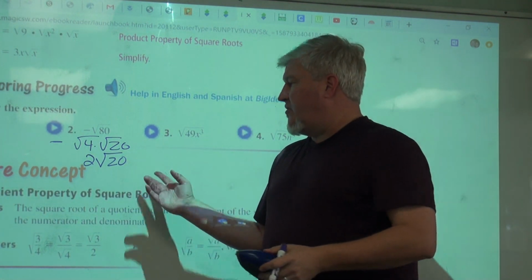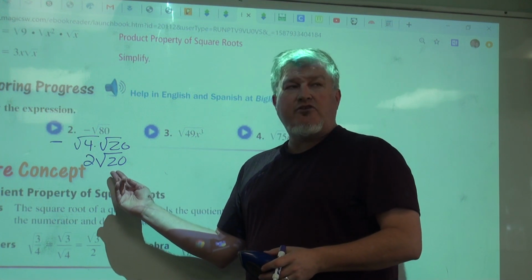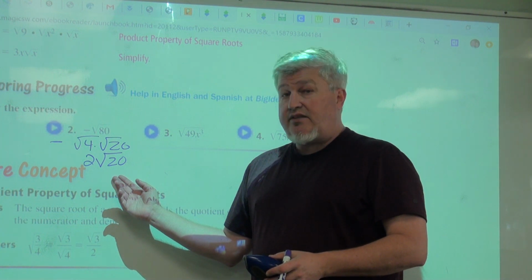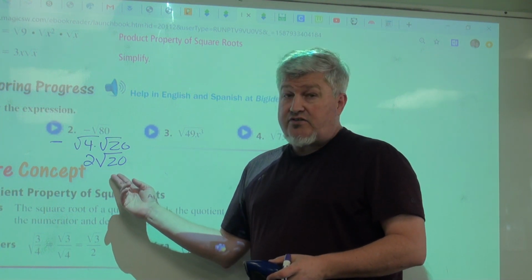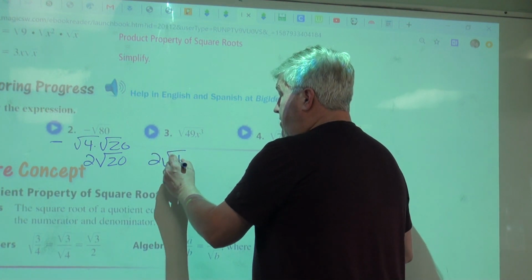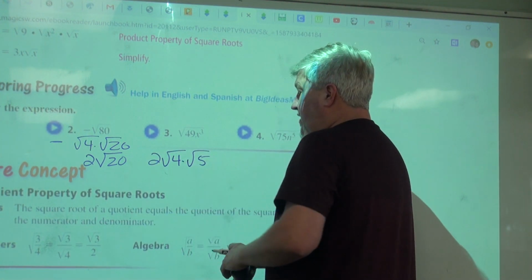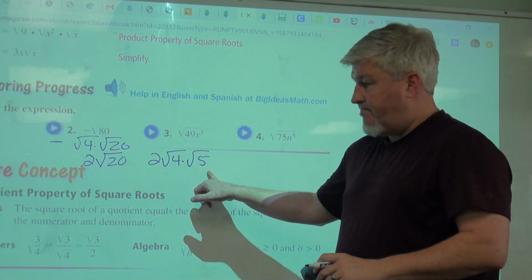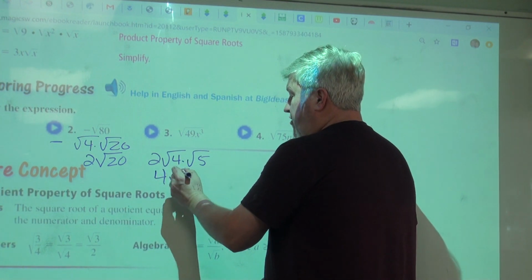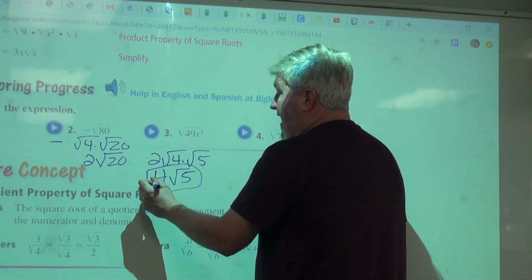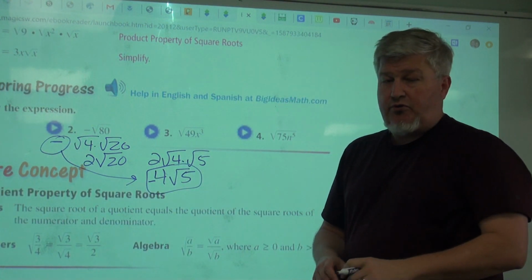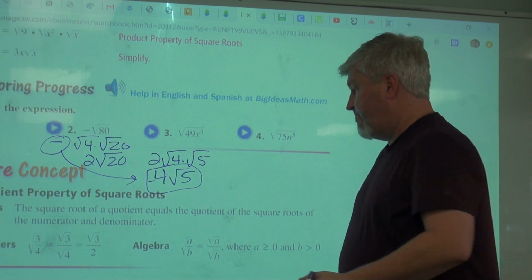So then what you need to ask yourself now is, are there any factors of 20 that are perfect squares? As you pause to think about it, 4 can still divide into that. So I can rewrite that again as 2 times the square root of 4 times the square root of 5, because 4 times 5 is 20. Now the square root of 4 is 2. I have 2 times 2 is 4. I'm now down here with 4 square root of 5. Don't forget your negative. Bring that over. So it's negative 4 square root of 5. That's the answer to 2.